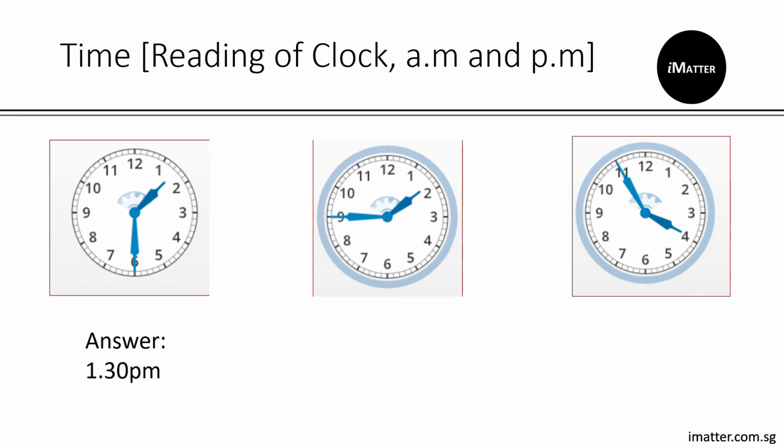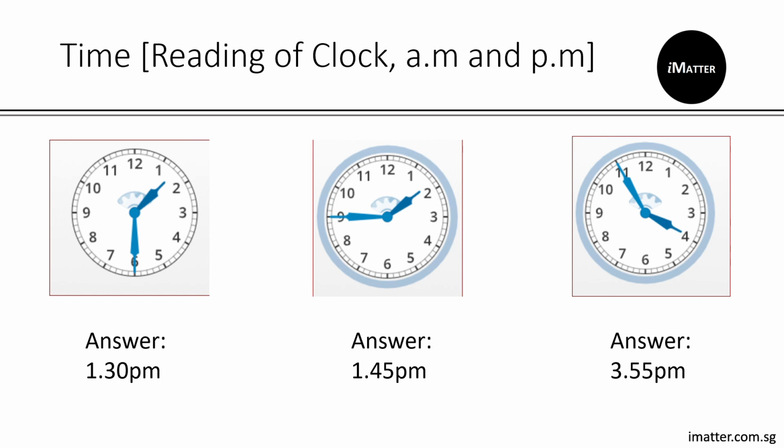The first one is 1:30 p.m. The second one is 1:45 p.m. And the last one is 3:55 p.m. Now you must know that with every number that passes, it is in increments of 5 minutes. So you must be able to count the number and read the time on the clock.